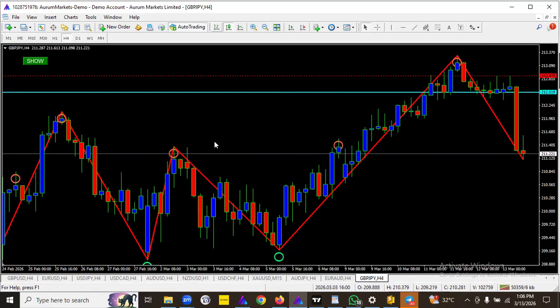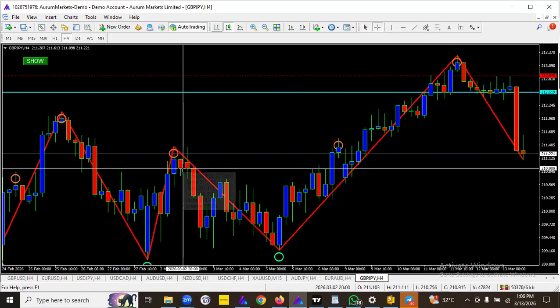Then here also we had a sell. We sell from here. It's 47 pips times 2. That's 94. Target achieved at this point.